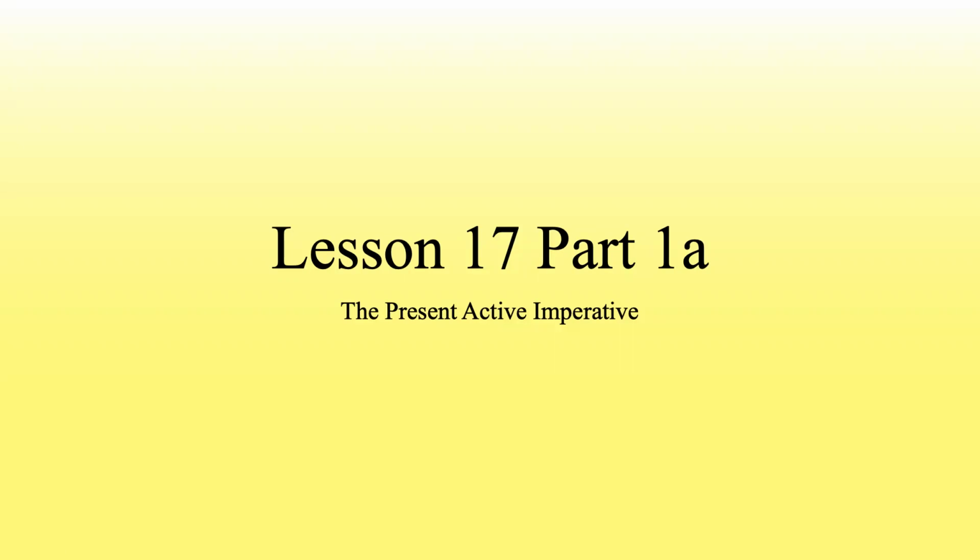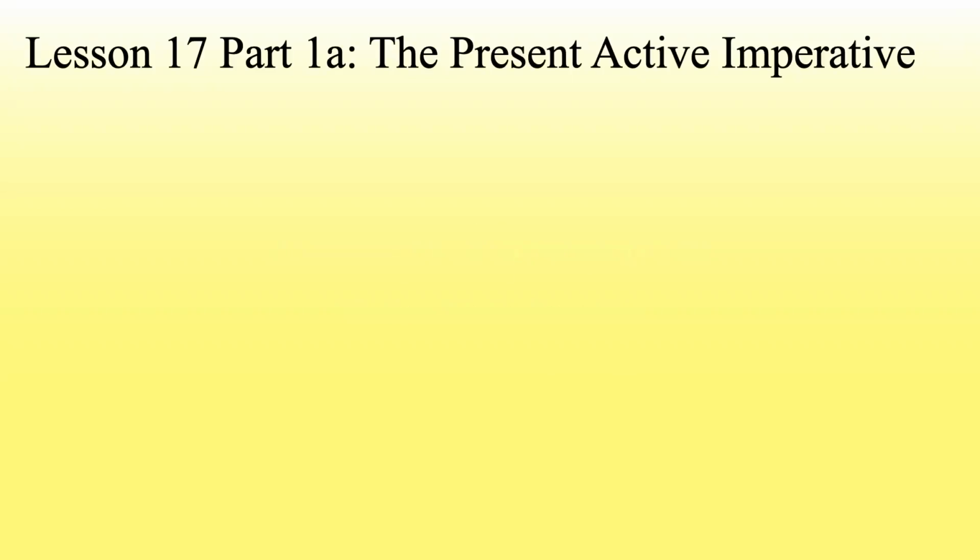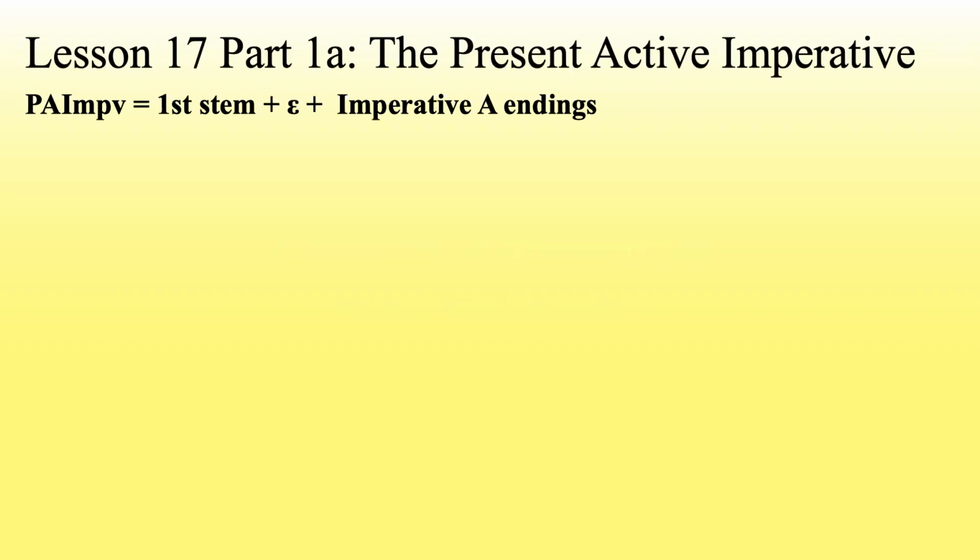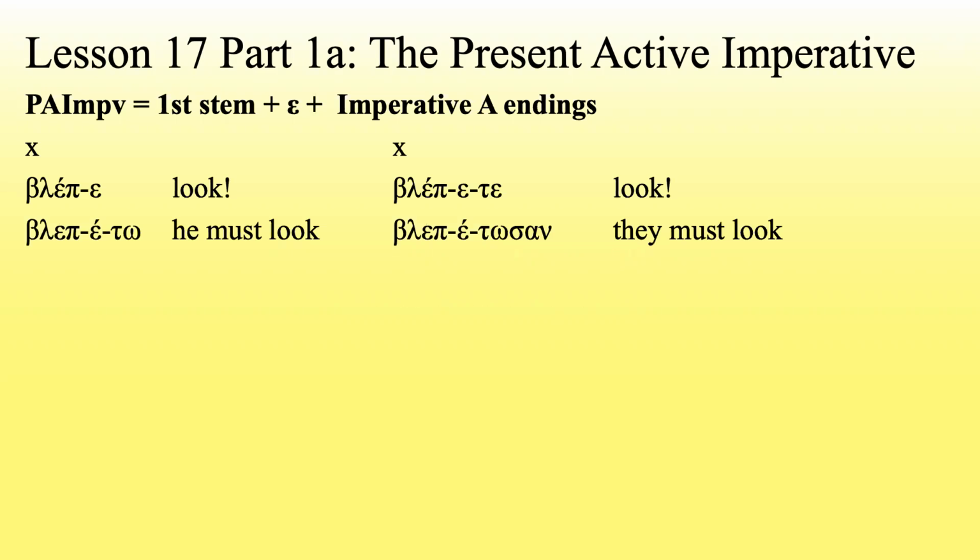Lesson 17, Part 1A, the present active imperative. Present active imperative equals first stem plus epsilon plus imperative A endings. Potentially that could be an epsilon omicron, but there's no endings that start with a mu or nu, so it ends up being just epsilons. So here are the forms.